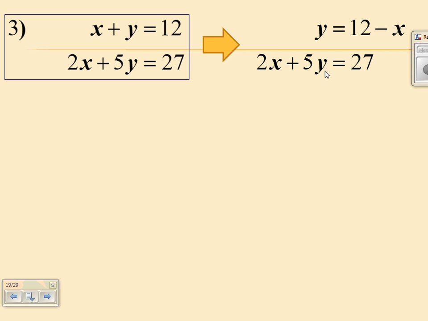Could I have done it differently? Could I have gotten x by itself? Yes, I could have. It doesn't really matter. You still get the same answer at the end. But for the purposes of what I've done right now, I'm going to stick with y equals 12 minus x. So I know that y equals 12 minus x. I'm going to substitute that 12 minus x into the second equation for y.